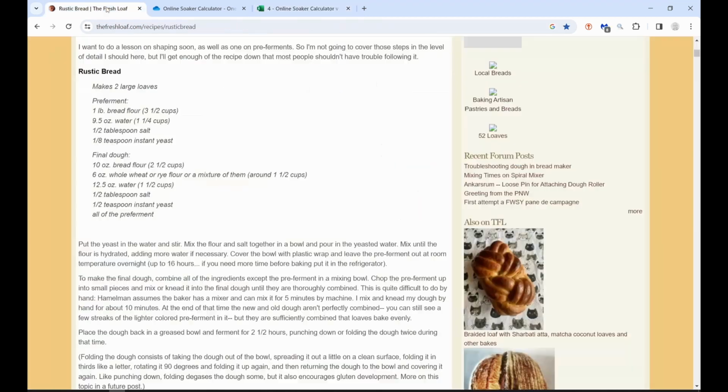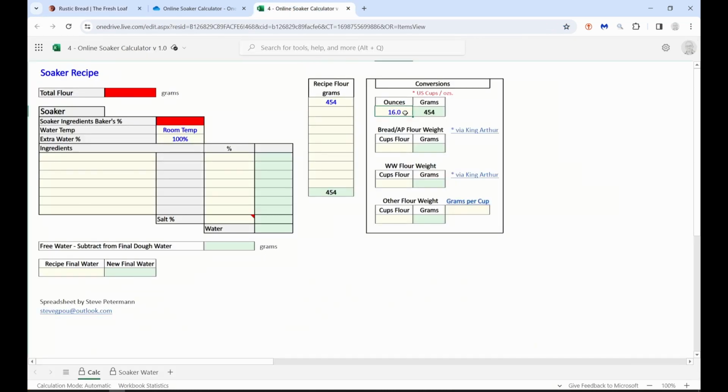Let's take a look what else is in there. So we have our bread flour. In the final dough, we have another 10 ounces of bread flour. So we'll convert that to 83.